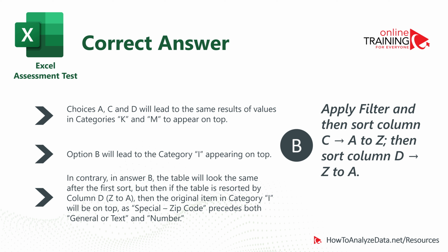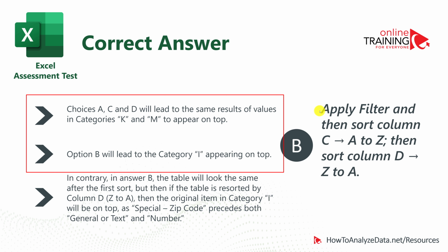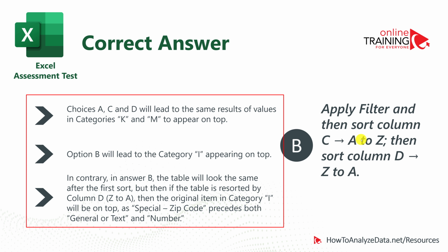Let's quickly recap. Choices A, C, and D will lead us to the same results of the values in category K and M appearing on the top. Choice B is the correct choice because it does not lead us to the same results. And the main reason choice B does not lead us to the same results is because it asks us to apply one sorting on top of the other.